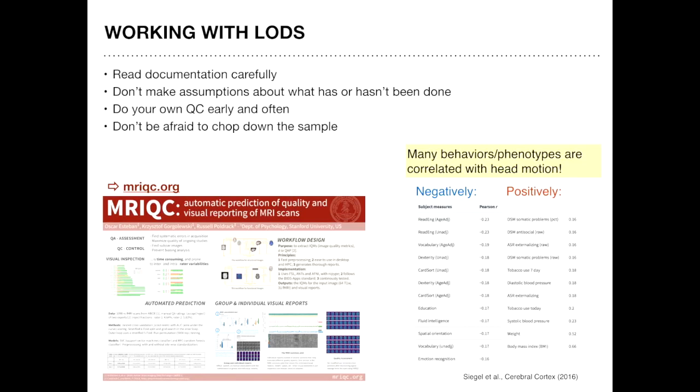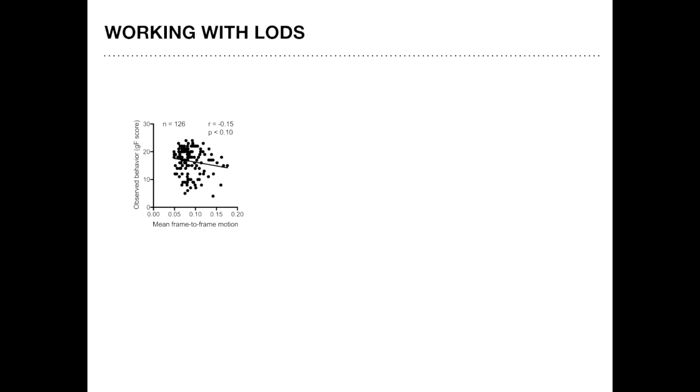And these effects may not be gigantic, but they actually reach a pretty strong significance level when you're working with hundreds or thousands of subjects. So you really need to be aware of these types of confounds in these data sets. And one way that you can mitigate this is by chopping down the sample.